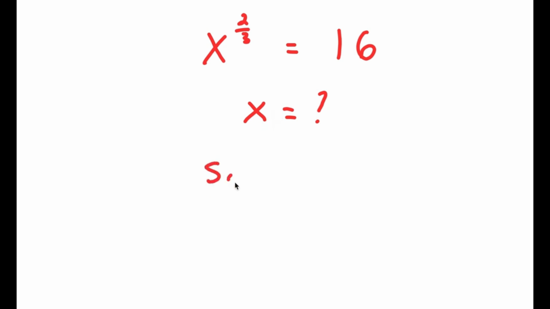Alright, so in this equation, I have x to the power of 2/3 is equal to 16. My only variable in this equation is x, so that's the variable I'm going to be solving for. And now for my solution.